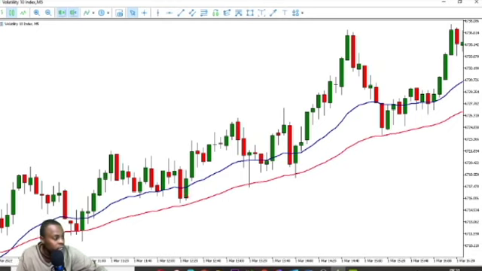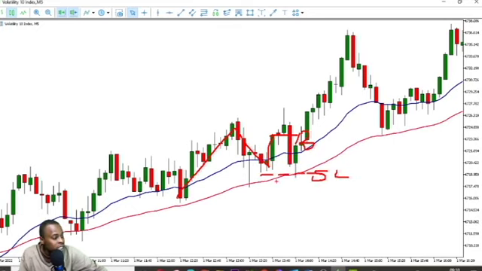Now let's look at another example. We see the market pulling up, another pullback, right? And then from here, what do we see? We see the market closing above the 21 EMA, and what do we do here? We simply buy at this point here, and we put our stop loss below this level here.